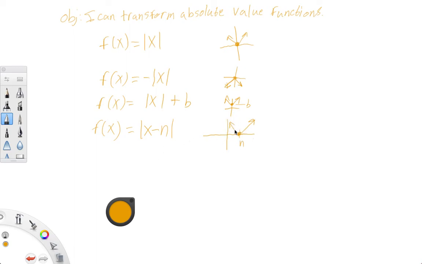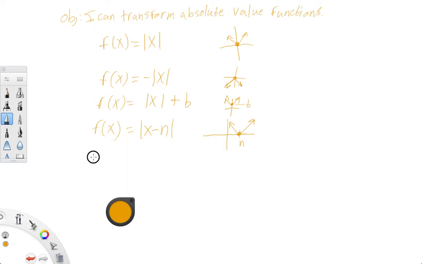Okay, so if it's minus, it moves it to the right. If it's plus, it's going to move it to the left. And that's if it's on the inside. Okay, and then we could also add a b here or subtract a b, and that would move it up and down as well. So we could move it down or up. Okay.